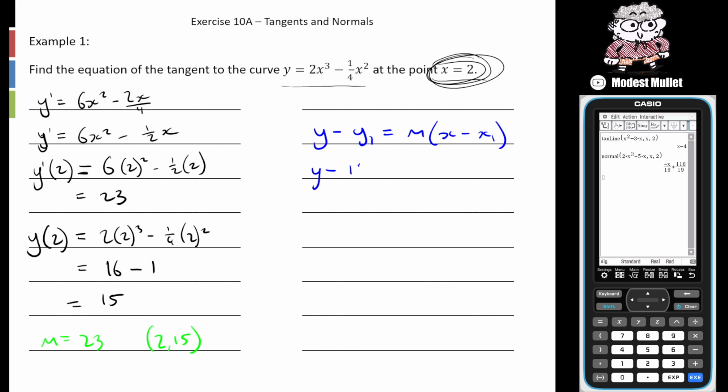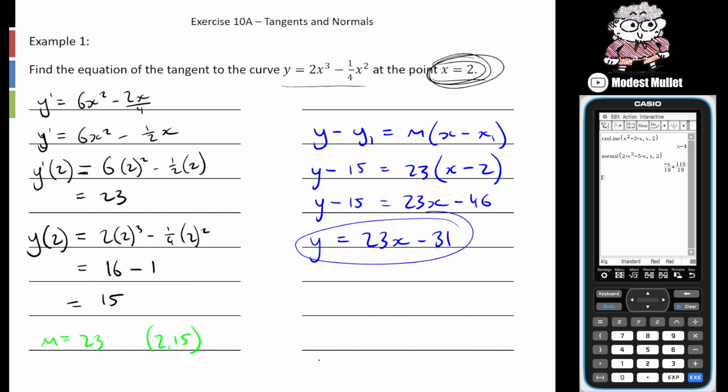So I get y minus 15 equals 23 bracket x minus 2. I get y minus 15 is equal to 23x minus 46. Y is equal to 23x. Add 15 to that. That's going to be negative 31. And there we go. There's the equation of our tangent. We found the gradient, m, over here. We found our y coordinate. We've been given our x coordinate, and it's just a matter of substitution.